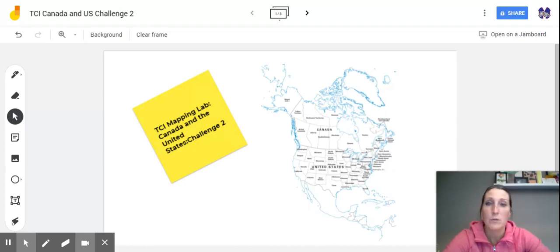Today, you're going to move on to Challenge 2. Challenge 2 is all about using thematic maps. Yesterday and the day before, you practiced using latitude and longitude to identify where places are, whether you were talking about physical features or political boundaries. That would be states, provinces, and territories. Today in Challenge 2, your practice task is a little bit different.